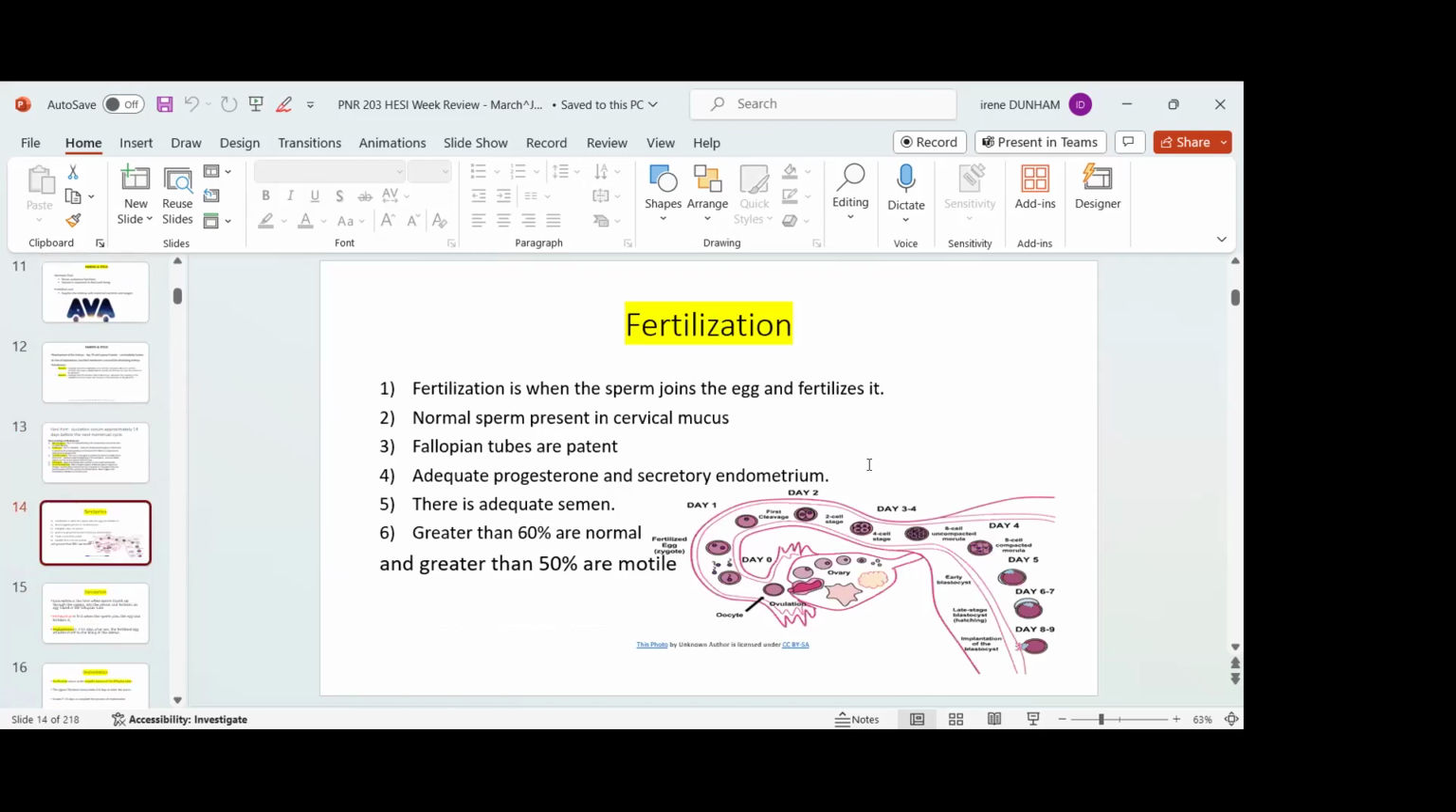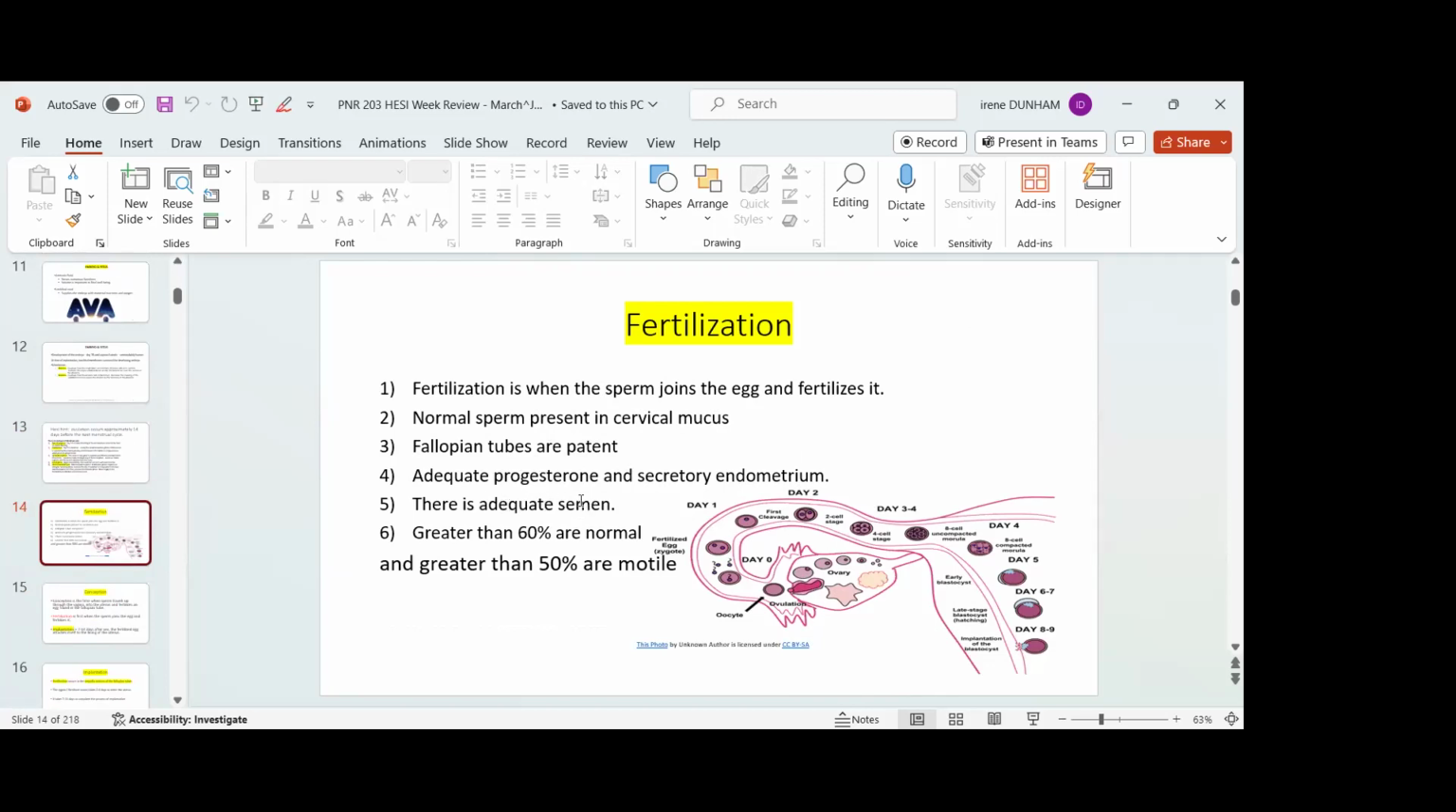So here we go. Here's your fertilization. So fertilization is when the sperm joins the egg and fertilizes it. Okay. So here's all your little follicles. All right. Then the normal sperm is present in the cervical mucus, and the fallopian tubes are wide open for those sperms to come up. And then you have your adequate progesterone, because you need progesterone, and you have your secretory endometrium. That means it's all ready for the zygote.